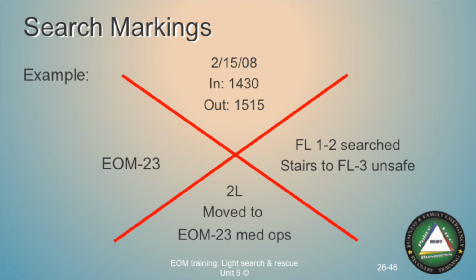Here's a realistic example. 2/15 of 08, they went in at 14:30 hours, they came out at 15:14, and that's EOM Team 23. They searched the first and second floor, and the stairs to floor 3 were unsafe, so they couldn't go. That tells you that the third floor has not been searched. So it tells you that 2 people were moved to medical ops, they found 2 live. Let's say they found 2 deceased on the second floor, then they would have written 2 DOA, second floor. Also, write this information on a scratch pad that you take with you so that you can confirm and tell the person in charge. That way, the proper people can go back later and recover the bodies.